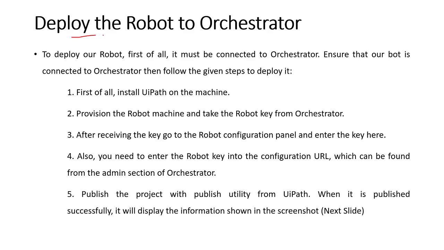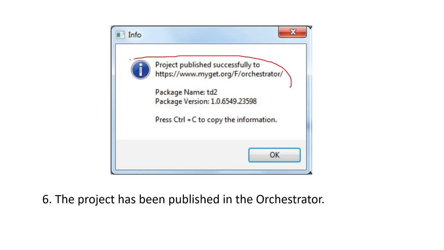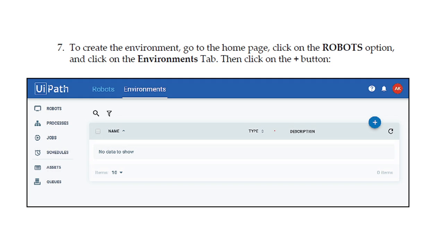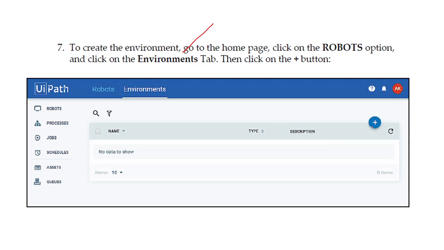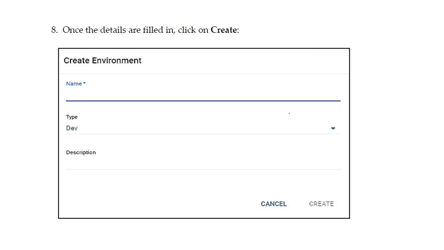Now we shall see how we can deploy the robot to the Orchestrator. Once again, the steps are here. Just follow these steps in order to deploy the robot, and we are already familiar with this window. Okay, and then we need to create the environment for our robot. And again, creating an environment is very simple. Just click on plus or create environment.